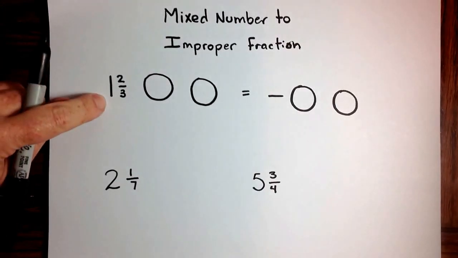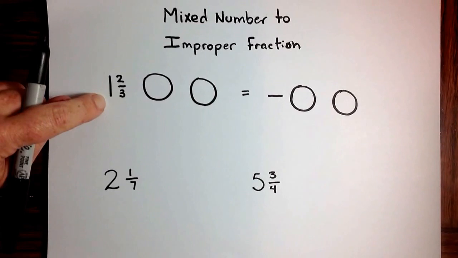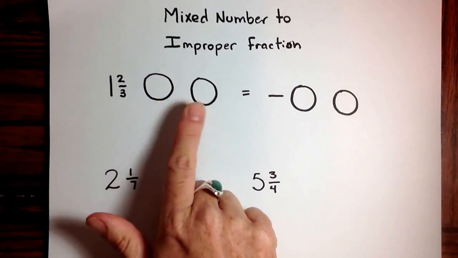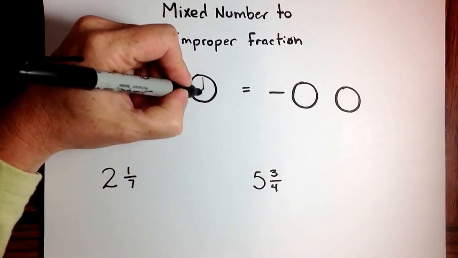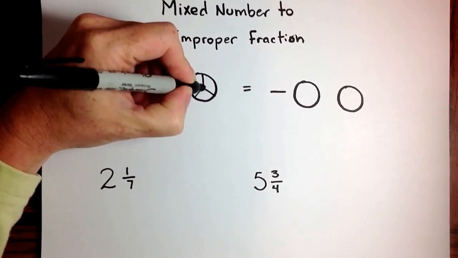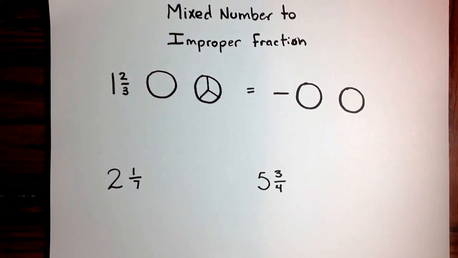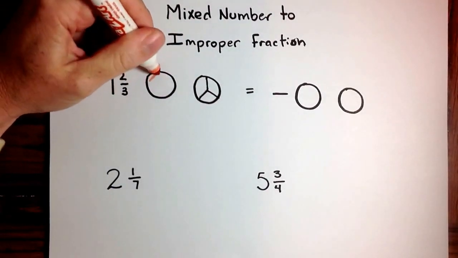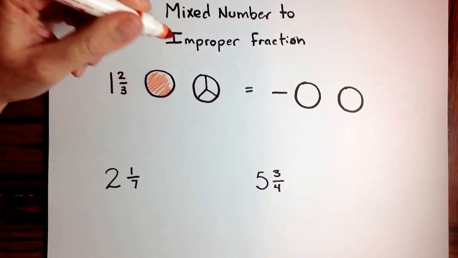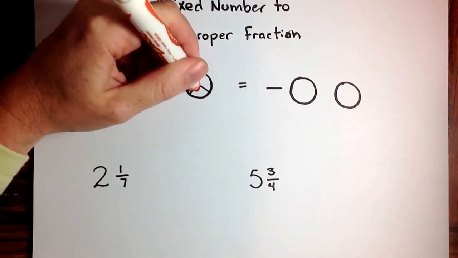So the picture of this mixed number, 1 2/3, would be all of the first circle and then the second circle cut into thirds with 2 pieces of it remaining. So it's going to look like this: 1 2/3.